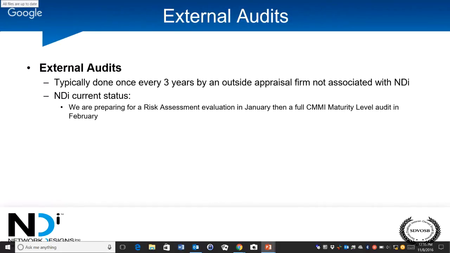So we just talked about external audits. What are they? Well, they are typically done once every 3 years by an outside appraisal firm that is not associated with NDi. We are in contract with an outside firm that will come in here at the beginning of the year. Our current status is that we have what's called a risk assessment evaluation in January, where they will come in and have a look at these 6 process areas that we're going to be evaluated on, and take a look at us and see, well, how's it going?